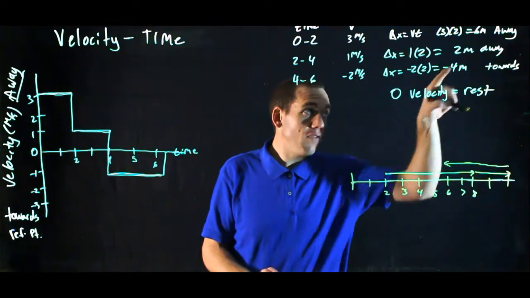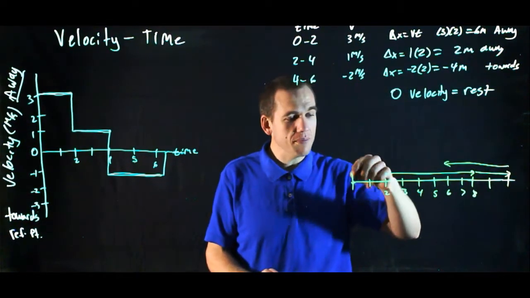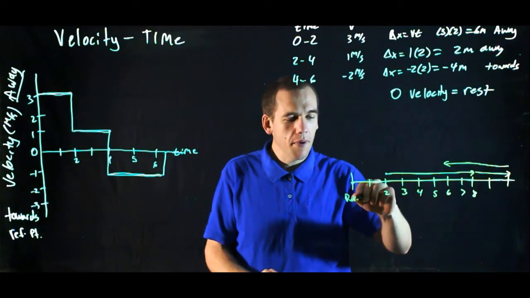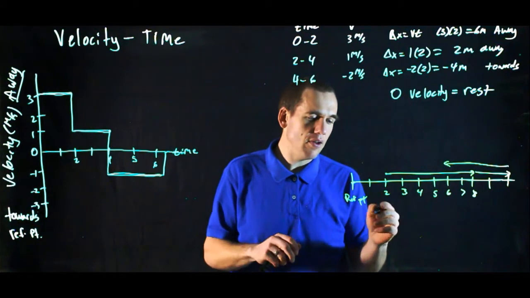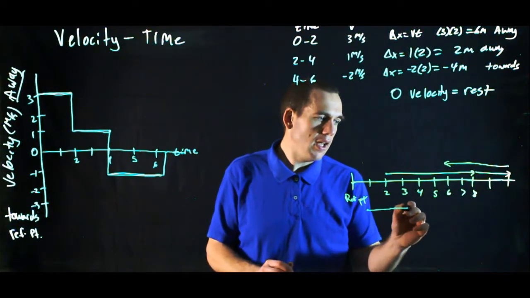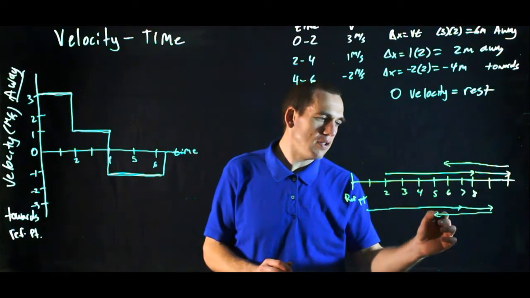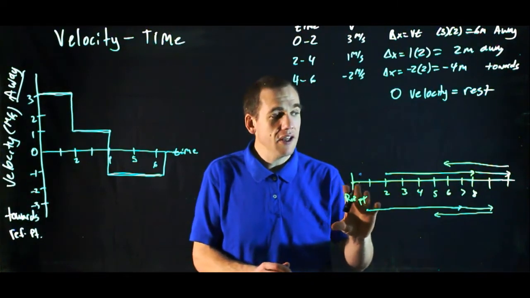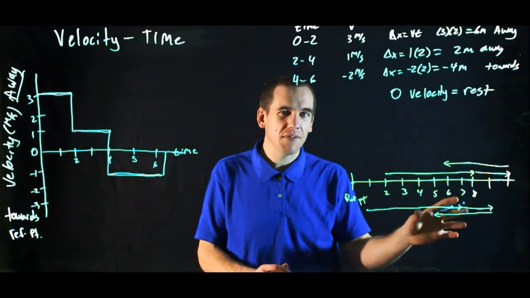That motion follows that, right? I moved 6 meters away, then I moved 2 meters away, then I moved 4 meters back towards my reference point. But that same exact motion could have happened if I'd have said, okay, well, let's start at 1 meter and go to 7 meters and then go to 9 meters and then come back to 5 meters, right? So this whole thing was shifted left. It still followed those displacements, but at every point in time, this would be at a different position.